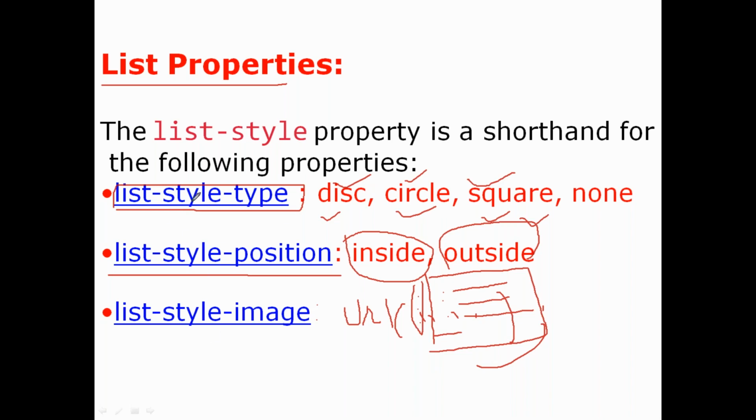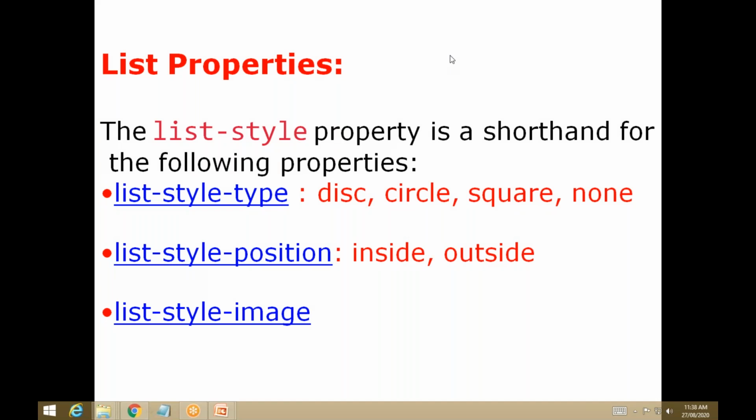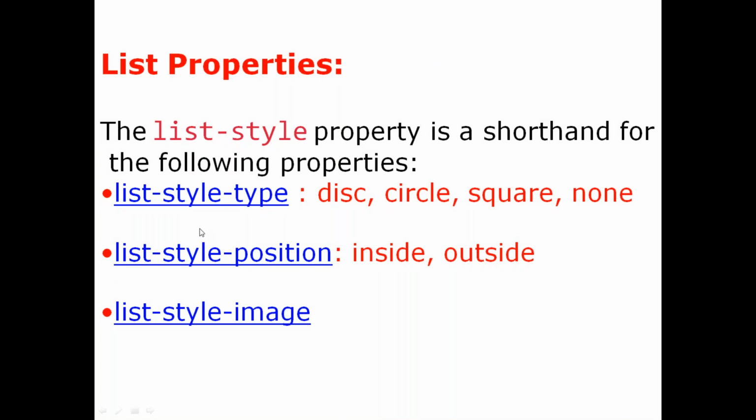These are the three properties under the list. These are called list properties. So I hope this is clear to you. There are three types of list properties: one is list style type, one is list style position, one is list style image. Not only these four, you can give alphabet, Roman, small Roman. You can use them here.